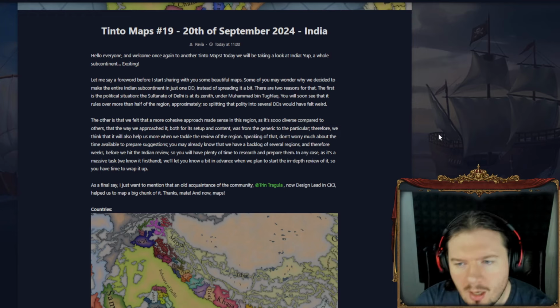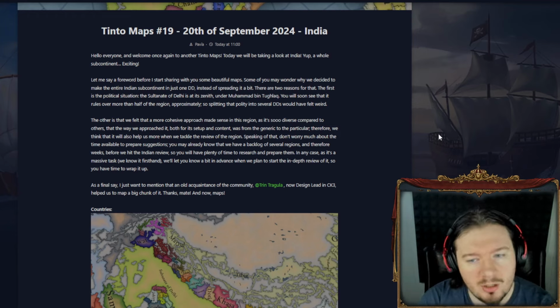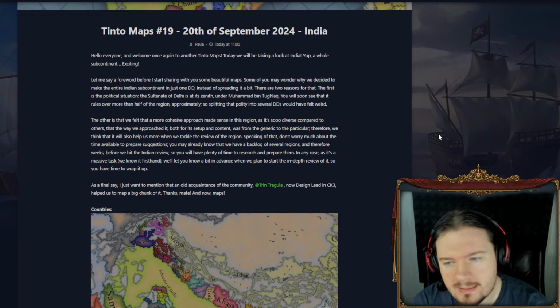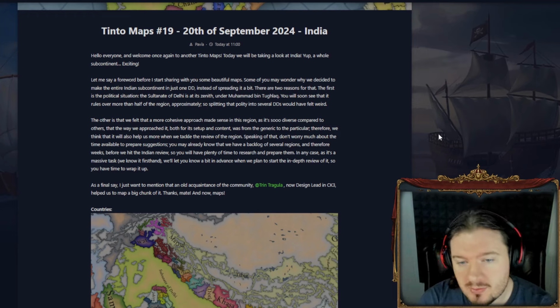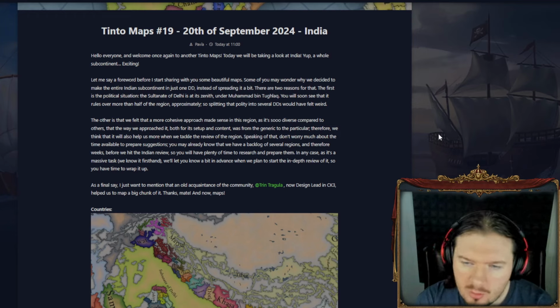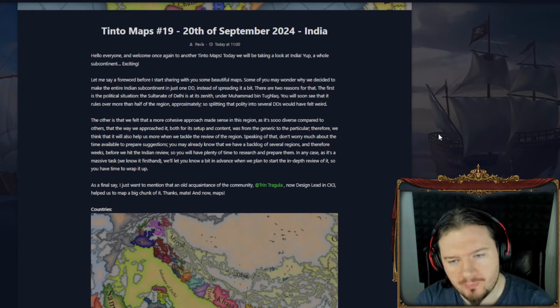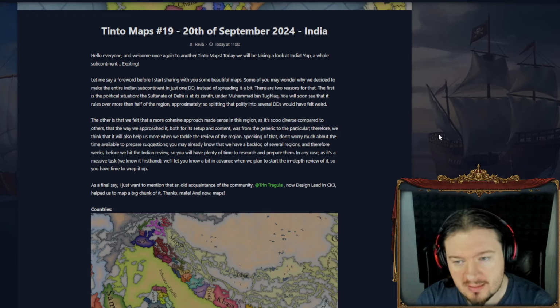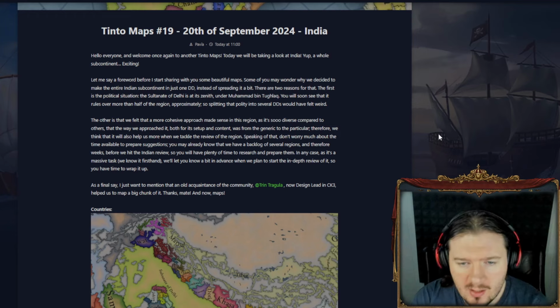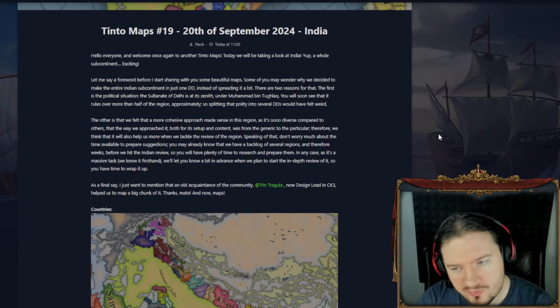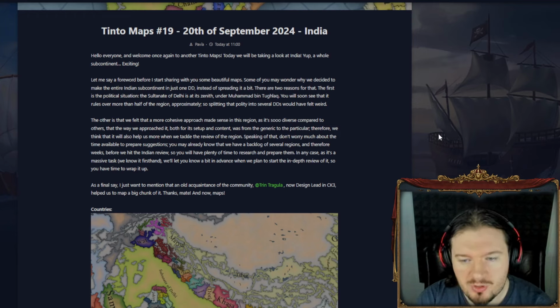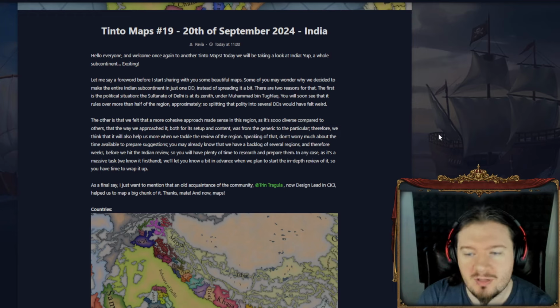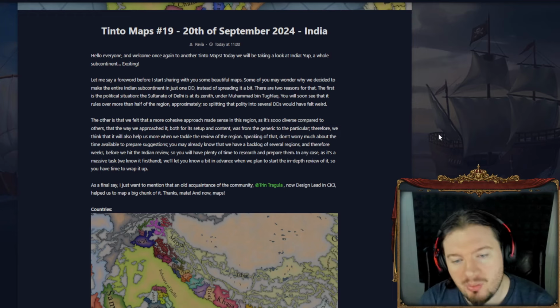But anyway, some of you wonder why we decided to make the Indian subcontinent in just one dev diary instead of spreading it a bit. There are two reasons for that. The first is the political situation. The Sultanate of Delhi is at its zenith under Muhammad bin Tughlaq. You'll see that it rules over more than half the region, approximately, so splitting that polity into several dev diaries would have felt weird. The other one is that we felt a more cohesive approach made sense in this region, as it's so diverse compared to others that the way we approached it, both for its setup and content, was from the generic to the particular. Therefore, we think that it would help us more when we tackle the review of the region.